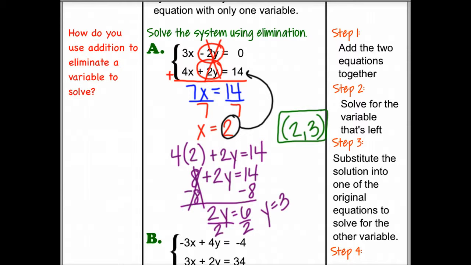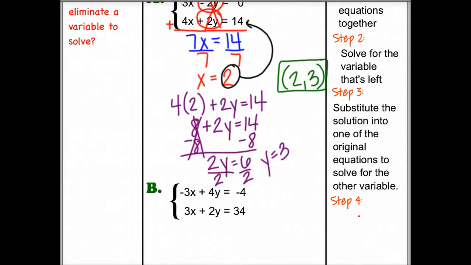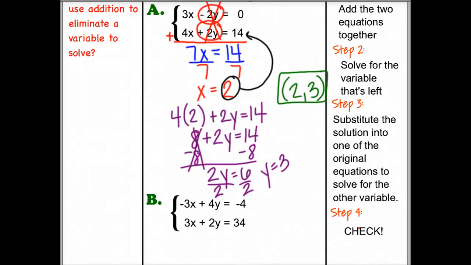And then our final step, obviously, as always, is going to be to check. I'm not going to write out my check here. I'm going to do a verbal check so we can see that it works. If I go into my first equation, 3 times 2 is 6. Negative 2 times 3 is negative 6. 6 plus negative 6 is 0. And then 4 times 2 is 8. 2 times 3 is 6. 8 plus 6 is 14. I do expect to see your checks written out both in your notes as well as in your assignments.